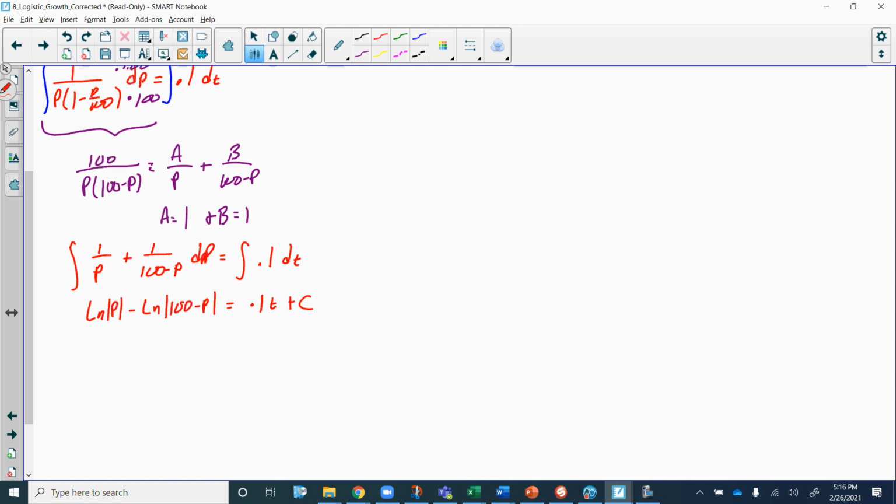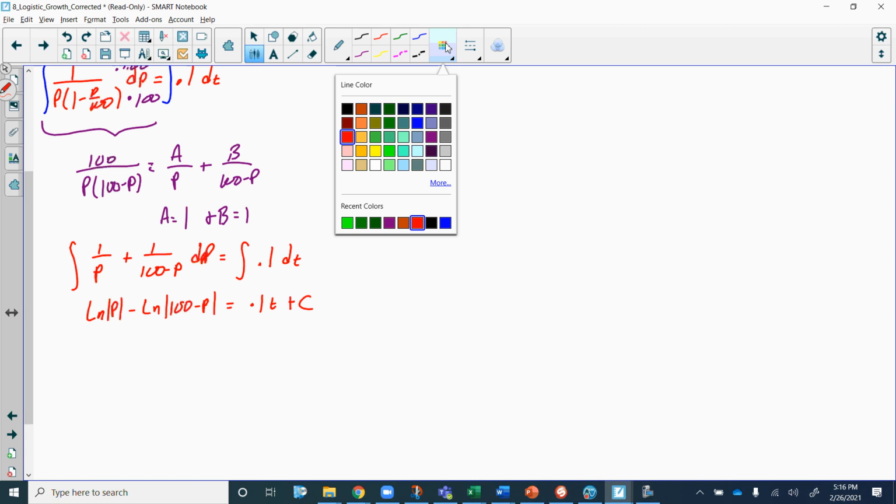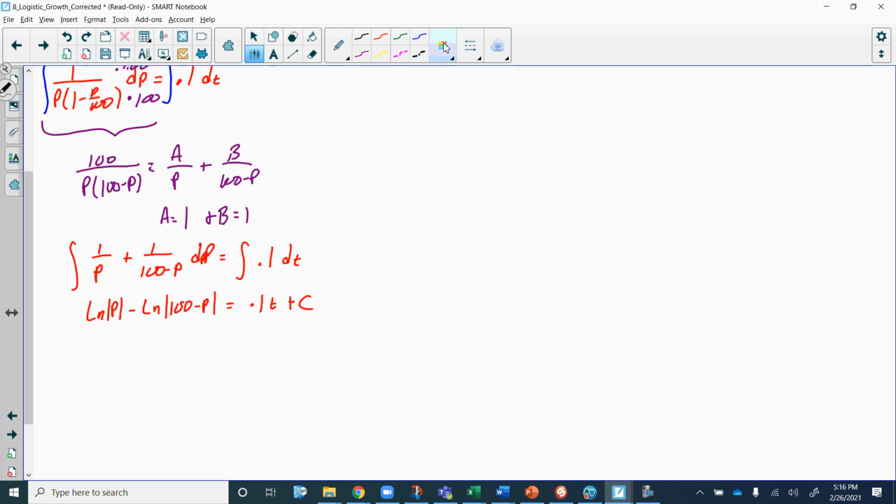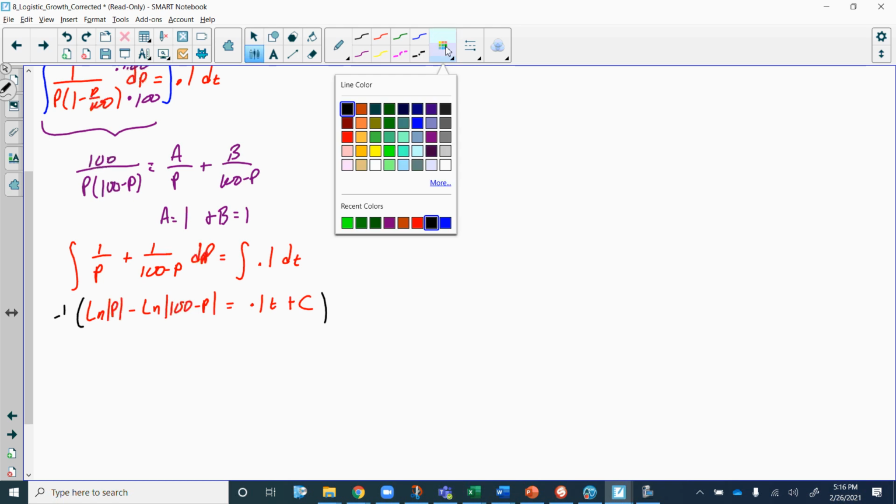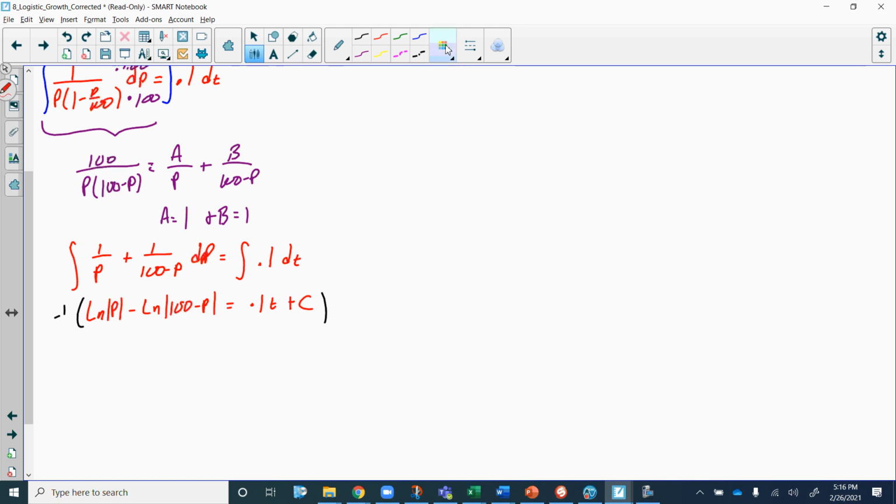And again, at this point, similar to what I did on the first one of these that we worked out, I can foresee what's going to happen with the logarithms. We have to condense them. And again, I want the larger term on top, so I'm going to just multiply everything by a negative 1, so that way I can ensure that's going to happen. And I'm going to have the natural log of 100 minus p minus the natural log of p to be equal to negative 0.1 t minus c.